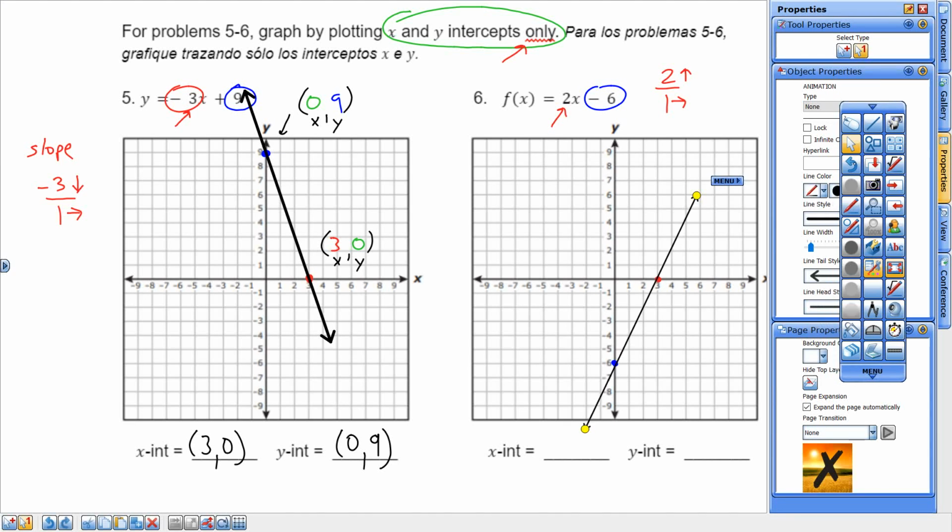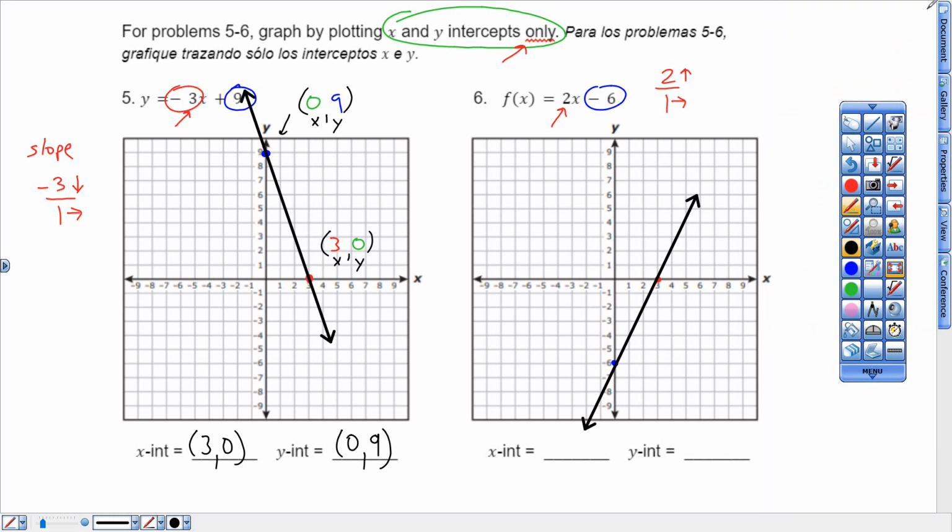Now I need to write my coordinates. My coordinates for the y-intercept, where x is always 0, is 0, 9. My intercept for the x, where the y number is always 0, is 3, 0. So that is 3, 0 for my x-intercept. And then, I'm sorry, this isn't 0, 9. This is going to be 0, -6.